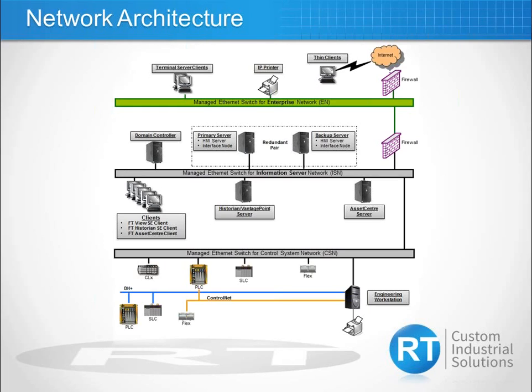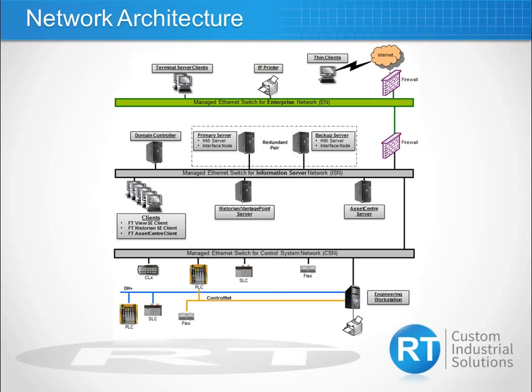So this is a little bit of an eye chart, but I wanted to show this to show the 3 different segments of a typical plant architecture. Starting down at the bottom, for the control network, you're going to have your PLCs. You may have an HMI on there, but again, you're going to have a managed Ethernet switch for just the control layer. The next layer up is going to be the information software. Again, that's the wheelhouse, that's what we're talking about right now. And you'll see the Asset Center server and the Historian server, a few clients hanging off.